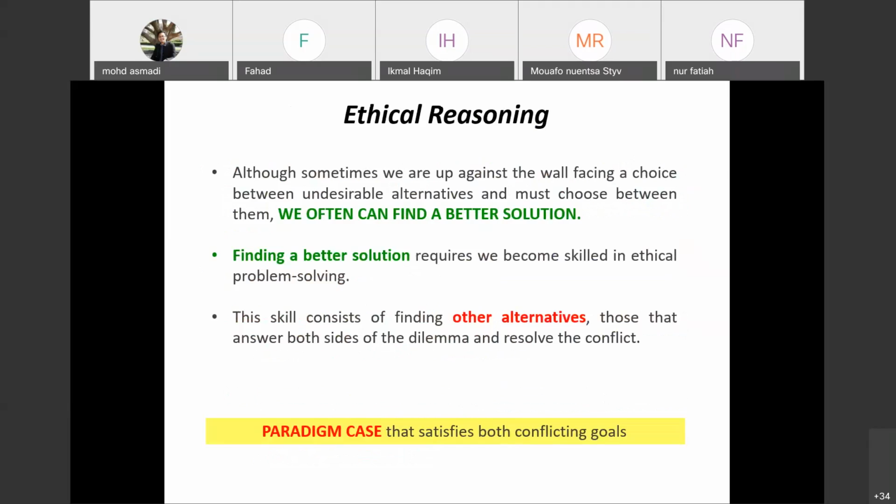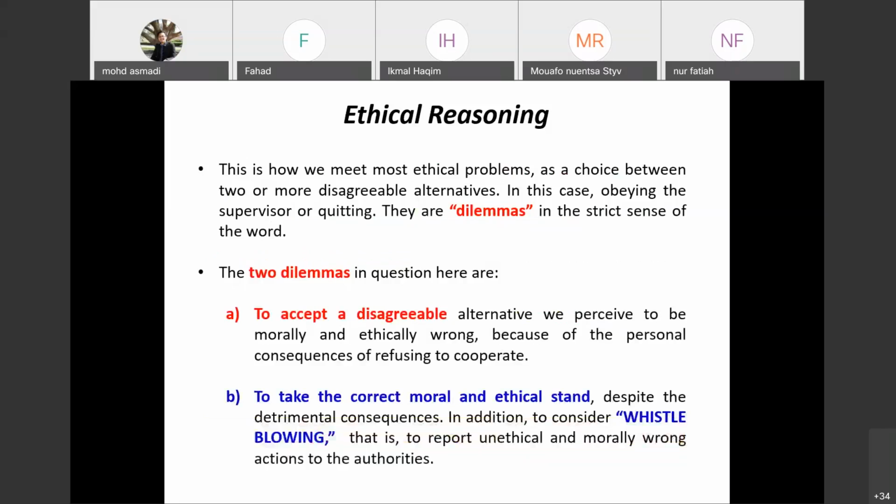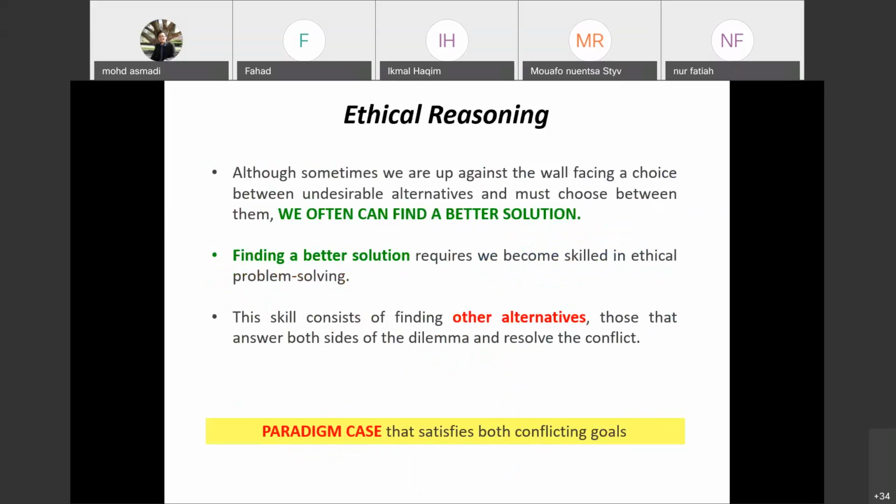Okay. So as an engineer, actually, we can often find a better solution. Since maybe the coolants contain only certain compounds which are really toxic. Okay, so you can find another alternative to remove these toxic chemicals, and then the rest you can throw into the environment. Okay, so finding better solutions requires that we become skilled in ethical problem solving. Okay, so this is what we call a paradigm case, to satisfy both conflicting goods.